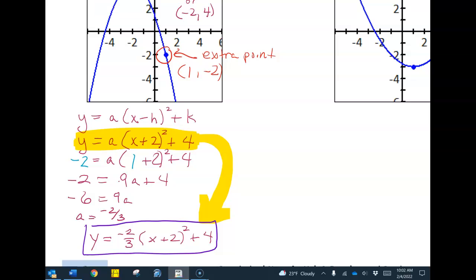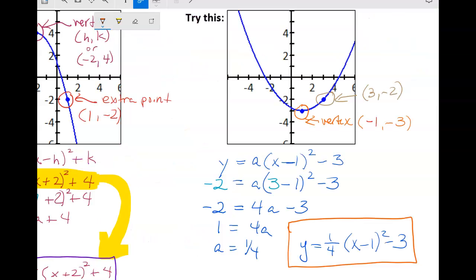All right, the next one is for you to try on your own. Pause the video while you do this. All right, here's the equation to this one.